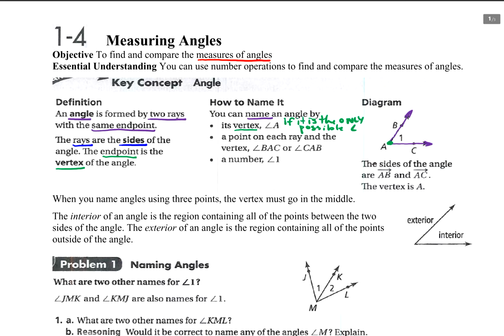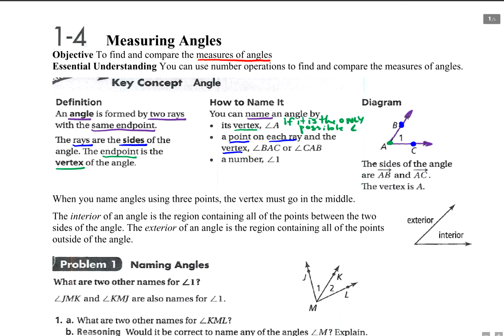You can use this. It's not going to be as common as our next one, which is a point on each ray and the vertex. So we have a point on this ray and a point on this ray. We could call this angle, and notice we use the symbol for an angle in front of all of these. We are noting an angle, angle BAC, or just like in a segment, we can name it angle CAB. These two are the same angle.